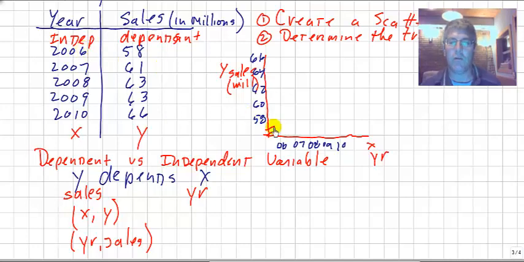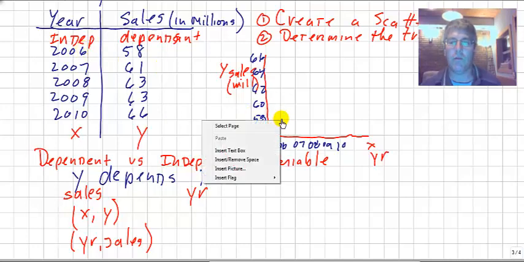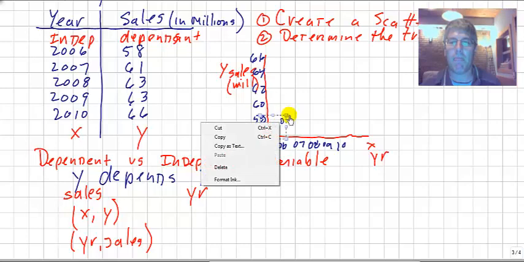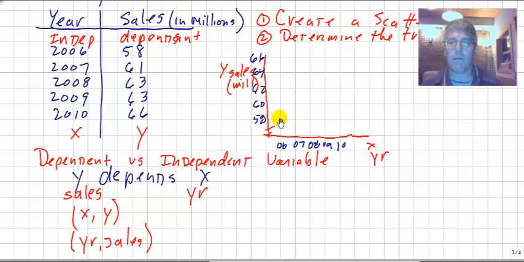So 2006 corresponds to 58, so we'll graph that particular ordered pair. And 2007 was 61, so we'll graph that. 2008 was 63, so we'll sketch that. 2009 was also 63 million. Sales were flat during the recession. And in 2010, we had a jump up to 66 million.